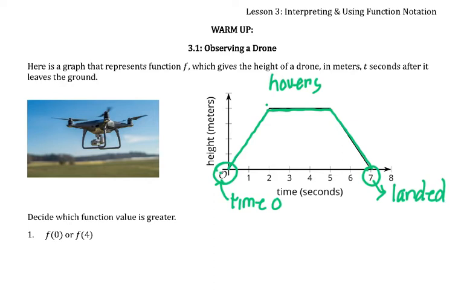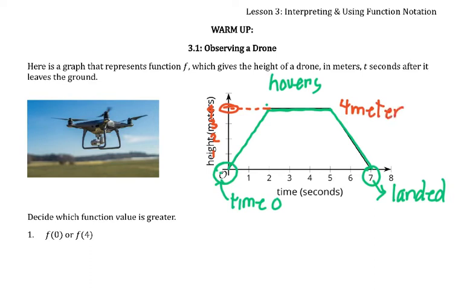So at what height did it hover? Well, all I need to do is draw a quick dotted line over right here. And if I count by ones, I know that this is 1 meter, 2 meters, 3 meters, 4 meters. So reading the graph, this means that it hovered at 4 meters in the air.